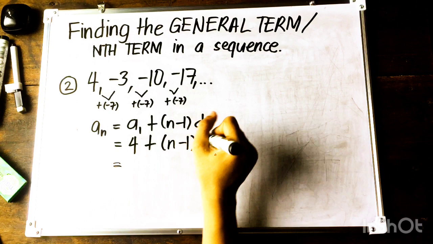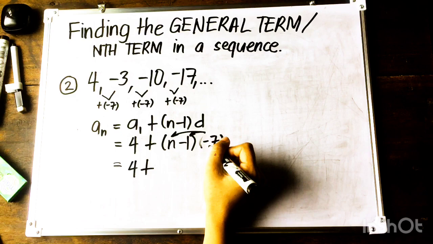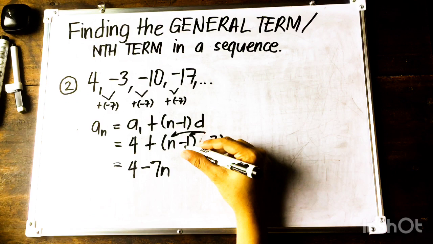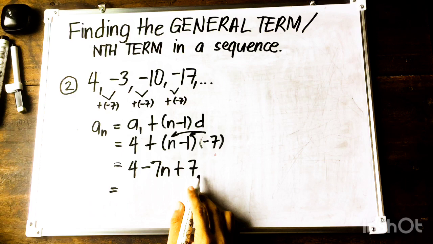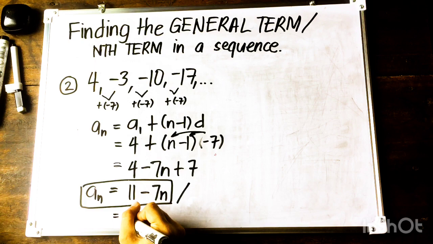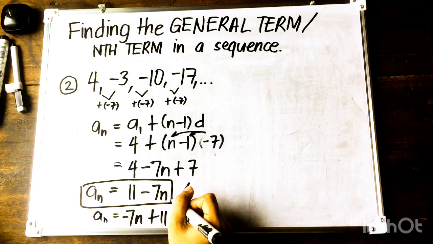Okay? And we simplify it now by distributing this. So, we have 4 plus negative 7 times n. So, that is negative 7 or just minus 7n. And then negative 7 times negative 1 is plus 7. So we can still combine 4 and 7. So we'll be having 11 minus 7n as our a sub n. Or you may write it as negative 7n plus 11. Pwede naman yan. But I prefer this. Okay, para hindi ko makalimutan again yung negative.